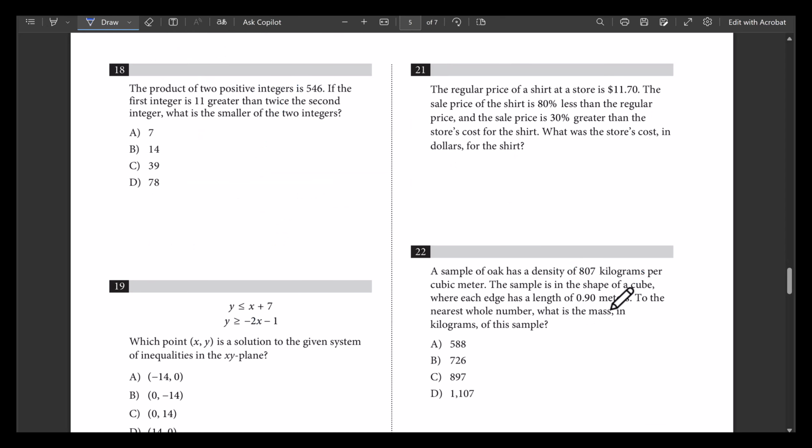Number 18, the product of two positive integers is 546. If the first integer is 11 greater than twice the second integer, what is the smaller of the two integers?